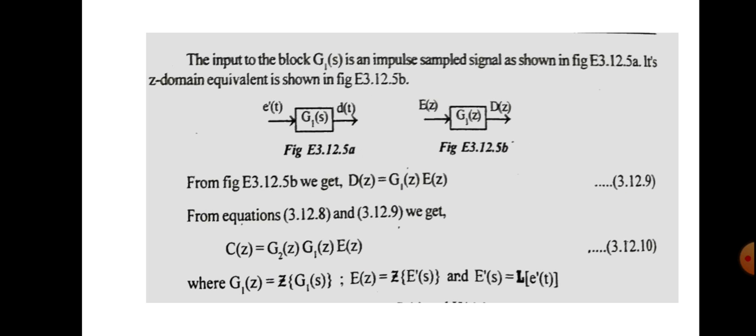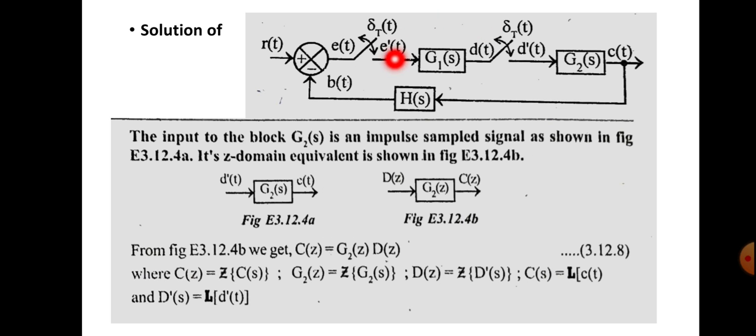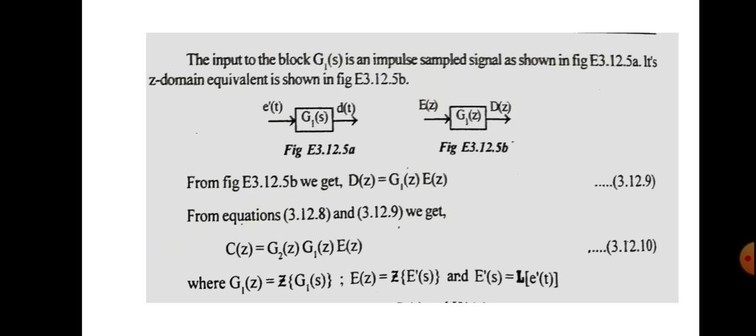Okay. So next you can go to the next block, that is the input block G1. In this block, the input is E dash of t and the output is D of t. So you can represent that block like this. G1 of S is here, E dash of t is here, D of t here. In terms of the Z domain equivalent block, you will get E of Z, and this will be G1 of Z, and the output will be D of Z. What is E of Z? E of Z is obtained by the Z transform of E dash of t. So you can write E of Z as the Z transform of E dash of S. Similarly, D of Z is the Z transform of D of S.